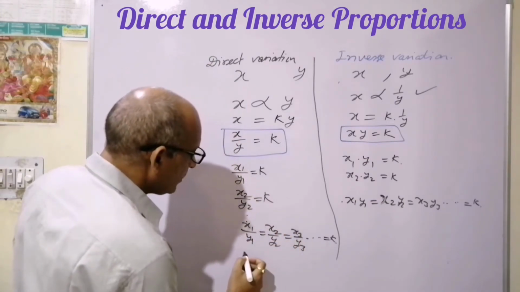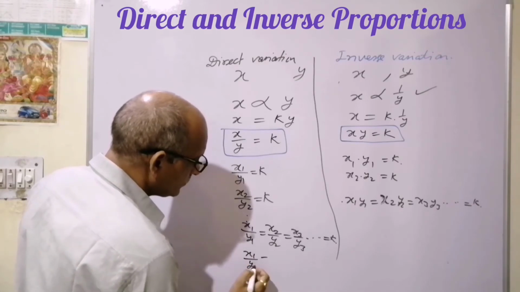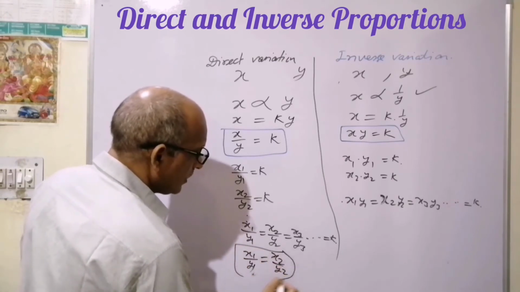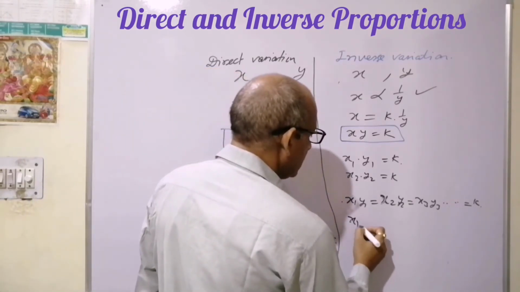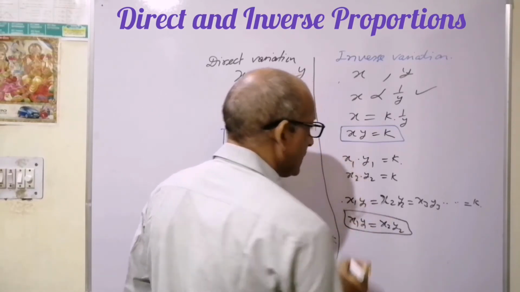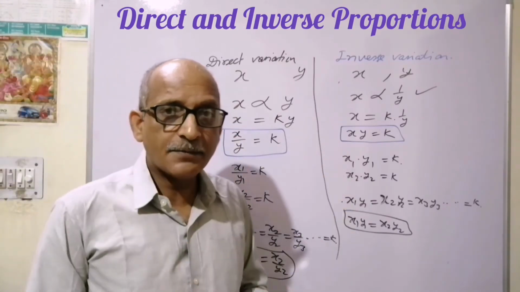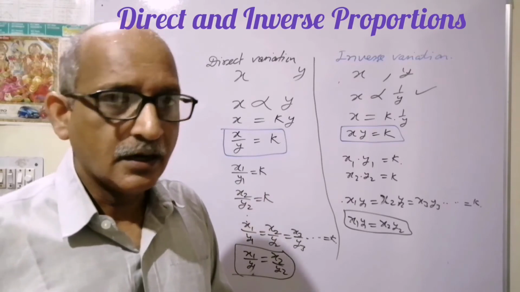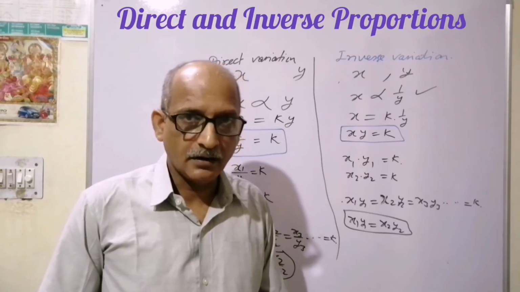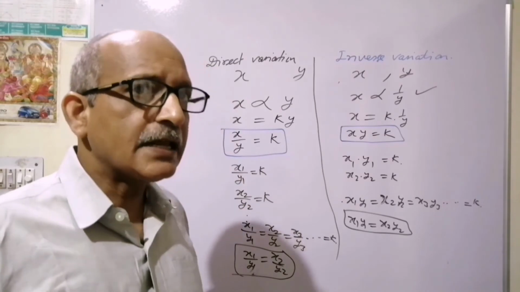x1 upon y1 is equal to x2 upon y2 for direct, and for inverse x1 into y1 is equal to x2 into y2. That is sufficient. We need not go for k etc. But for objective type questions, this step is important. In case of direct variation, ratio constant. In case of inverse variation, product constant. I hope up to here it is very clear. Now we'll take an example.